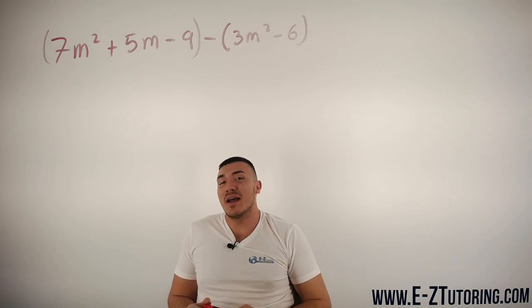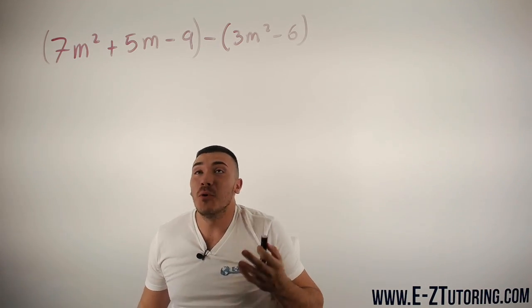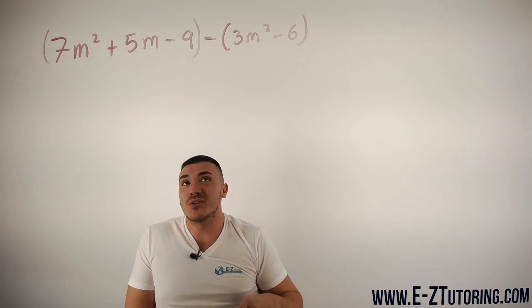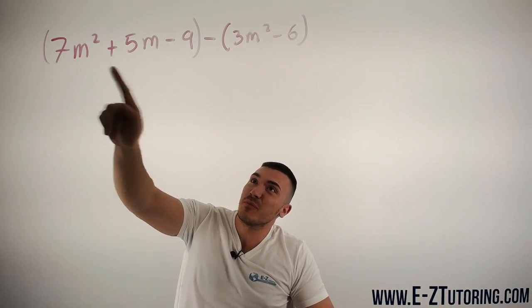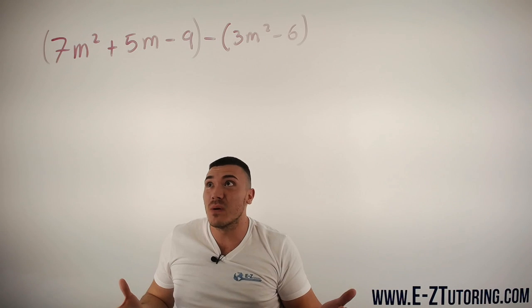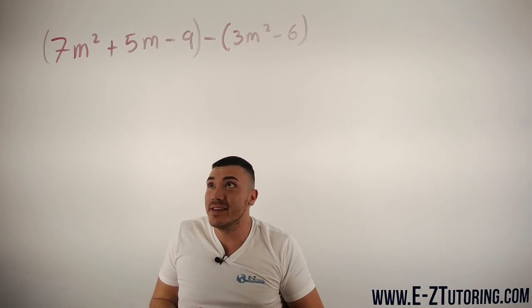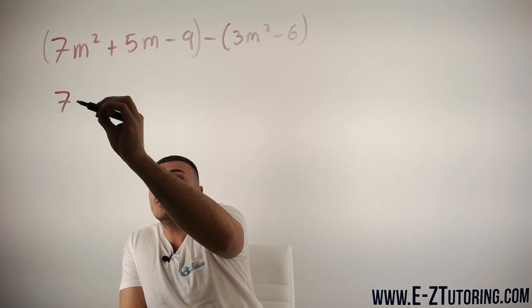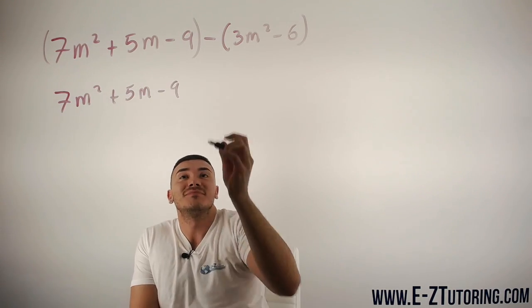Today we're going to cover how you can add or subtract polynomials. So in order to add or subtract polynomials, the first thing you would want to do is get rid of your parentheses. So if we look at the first one, we can see we have parentheses around it and there's nothing really happening to it. There's nothing being multiplied to it. There's no power on the parentheses. So since there's nothing going on, we can just get rid of the parentheses just like that.